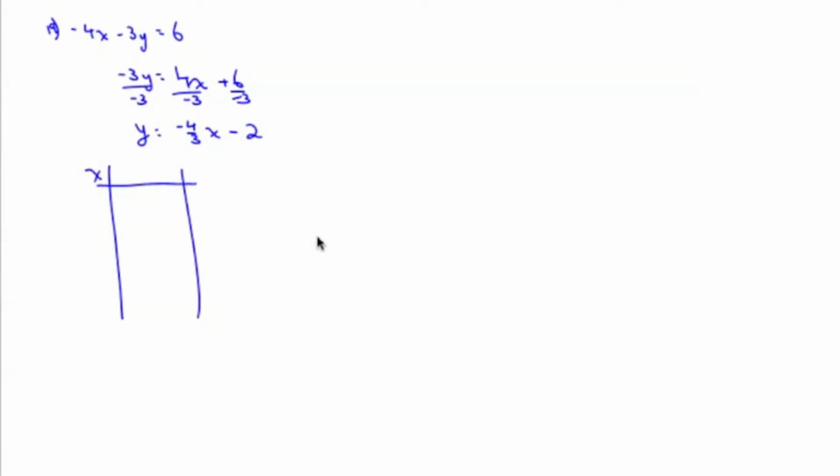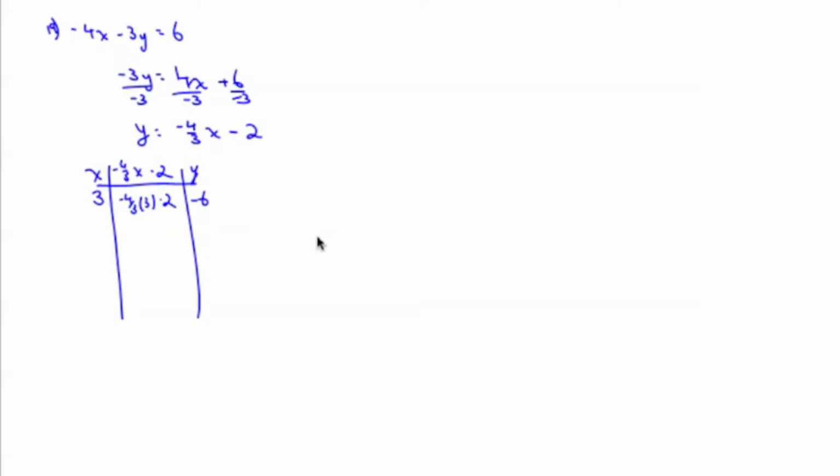Here's x, here's y, independent variable, dependent variable. Negative 4/3 x minus 2 will go up here, and you pick a bunch of numbers. What number do you want to pick? 3. Negative 4/3 of 3 minus 2. Now the 3's are going to cancel. You're going to get negative 4 minus 2, which is negative 6, which is a fine point.